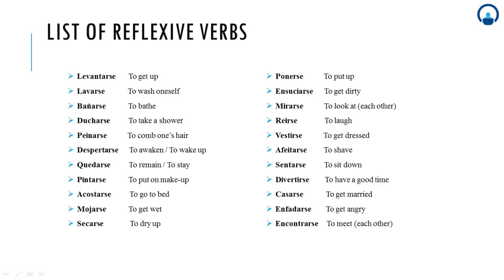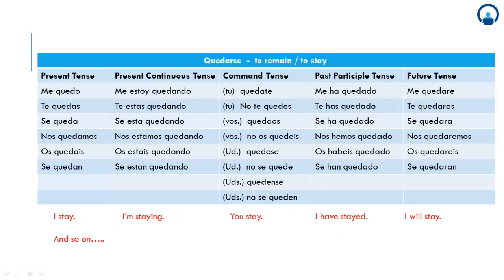Now, for practice purposes, we are going to take one or two verbs and practice them using all the tenses we have learned up till now. So, for example, we take the first verb, quedarse, that means to remain or to stay. Quedarse is a reflexive verb. We are going to practice only reflexive verbs now. We have conjugated it in all the tenses we have learned up till now. That is the present tense, present continuous tense, command tense, past participle tense, and future tense. The conjugations of quedarse in each of them are written down. So we'll just practice them one more time.